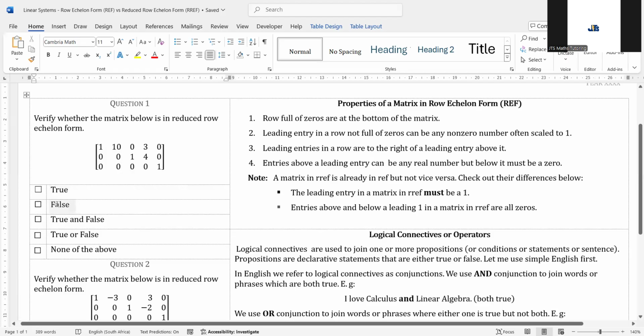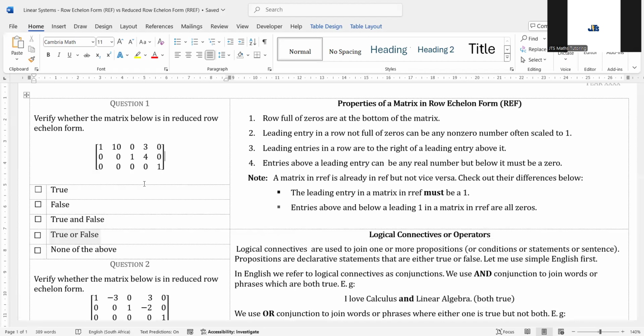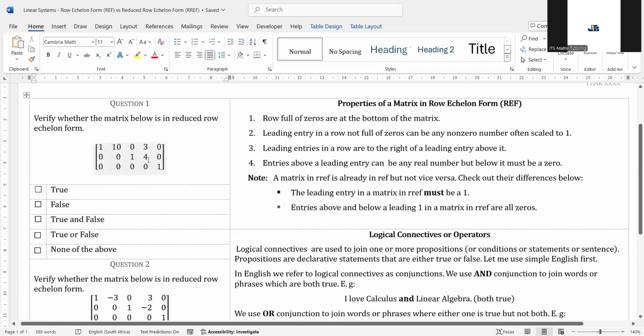Obviously, option 2 is not correct because you cannot say it is false when this is true. Then I've got option 3, which is true and false. I know that when you are making use of the AND operator, it is true provided both conditions are true, which is not the case right here. So we do away with option 3. We come to option 4, which is true or false. When I'm using the logical operator OR, it will evaluate to true when either one of them is true. We know it is true that the given matrix is in reduced row echelon form, so this will evaluate to true. Which means option 1 and option 4 are correct.